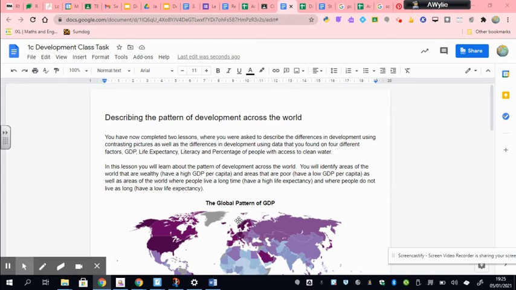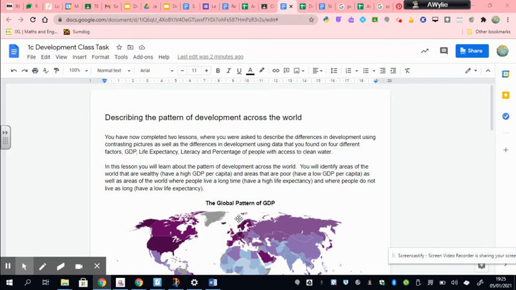So we've started by looking at this idea that there is a variation in development across the world. And in the first lesson, you were thinking about that visually by comparing and contrasting different photographs. And you were starting to realize when you were looking at these photographs just what a difference there was in different parts of the world between the way people lived their lives.